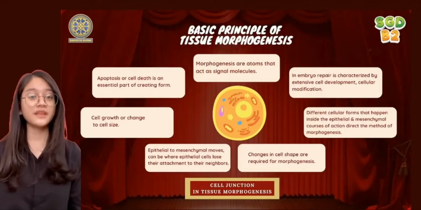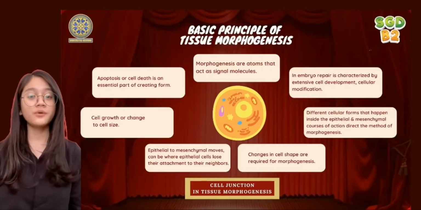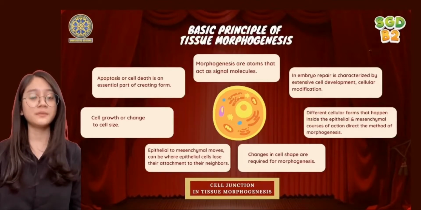Different cellular forms that happen inside the epithelial and mesenchymal courses of actions direct the method of morphogenesis. Changes in cell shape are required for morphogenesis. Epithelial to mesenchymal moves can be where epithelial cells lose their attachments to their neighbors and they end up mesenchymal.